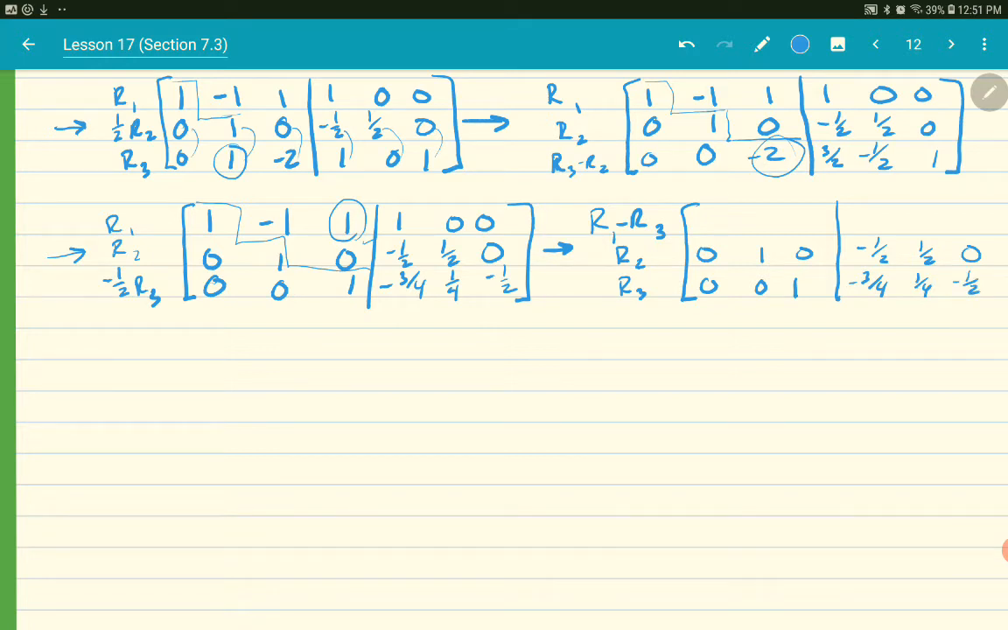And then row 1 minus row 3. So that's 1 minus 0. And then negative 1 minus 0. And then 1 minus 1. And then 1 minus negative 3/4. So that's plus 3/4, which gives me 7/4. And then row 1 minus row 3, so 0 minus 1/4 gives me negative 1/4. And 0 minus negative 1/2, so that's plus 1/2, which gives me 1/2.